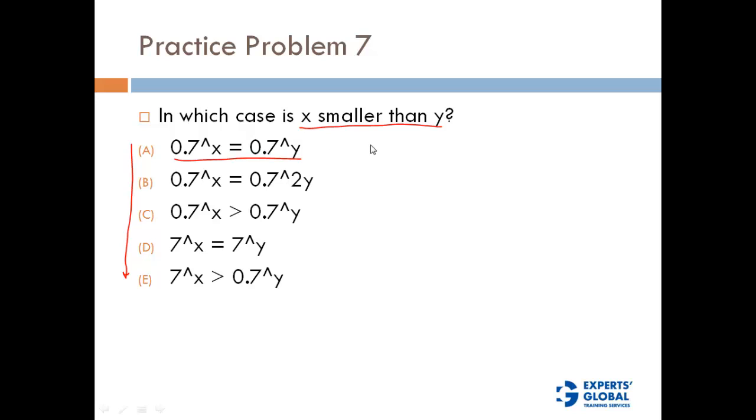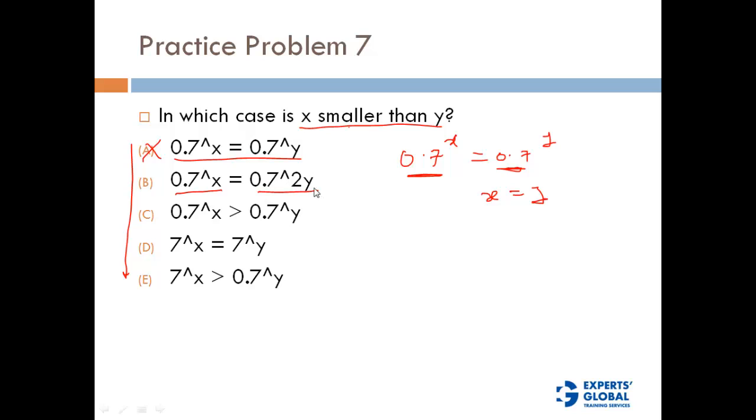Here what we have is 0.7 raised to x is equal to 0.7 raised to y. Now you will see that the base in both the exponents is the same, so that means we can equate the powers. So that means what we get is x is equal to y. So x is not smaller than y. This option is ruled out.